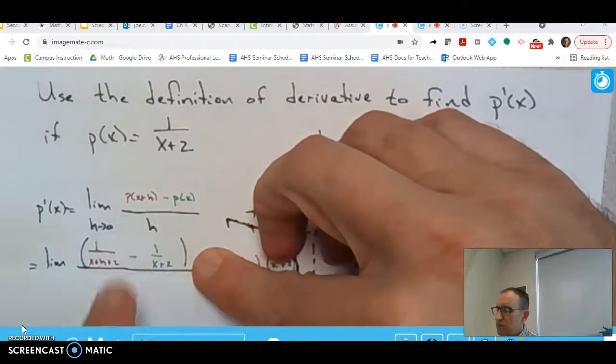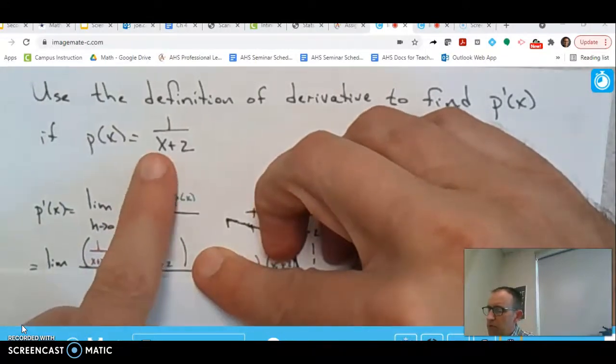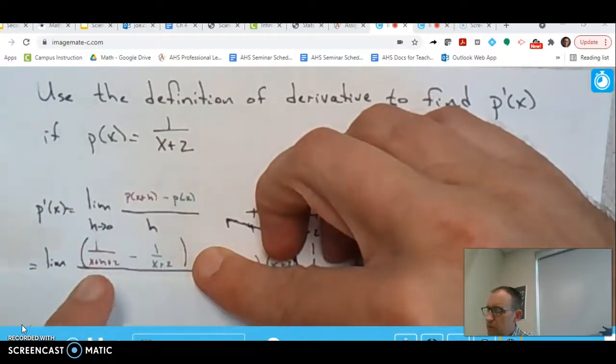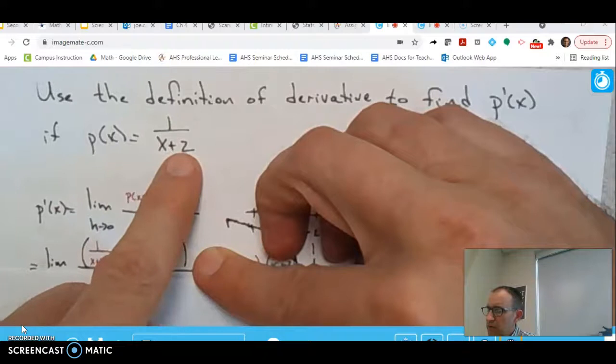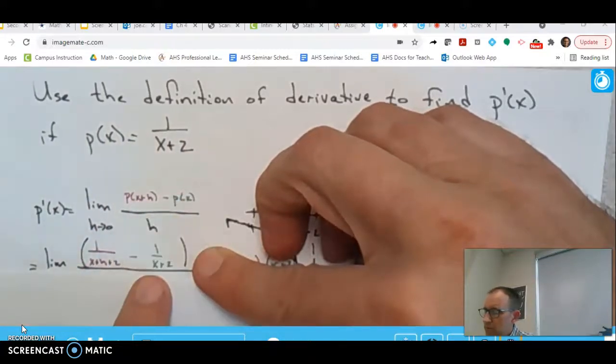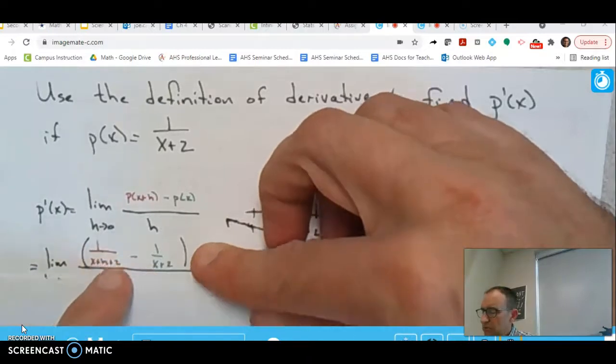To get p of x plus h then, what we're going to do is take out the x and replace all the x's in the expression with x plus h. So instead of being 1 over x plus 2, it's 1 over x plus h plus 2. We're going to subtract p of x, which is 1 over x plus 2, and we're going to divide that by h.